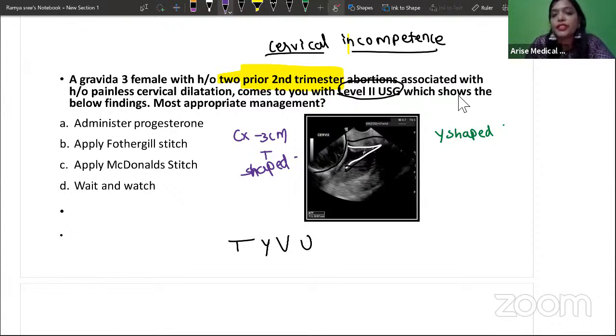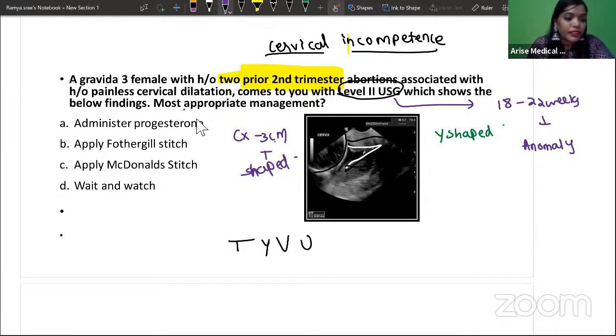Level 2 USG is a targeted imaging for fetal anomalies. So usually you do level 2 USG at around 18 to 22 weeks. We also call it the anomaly scan. So which shows the below finding. No, instead of that, I'm telling cervix is 3 centimeters, T-shaped. Most appropriate management. Does the answer change now? Administer progesterone, apply Fothergill's, apply McDonald, wait and watch.